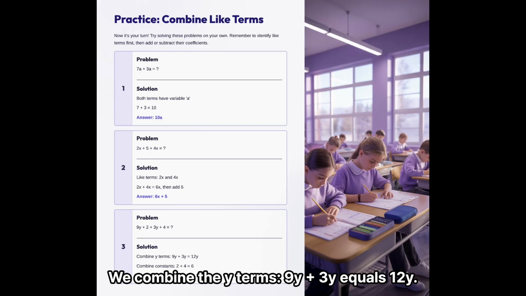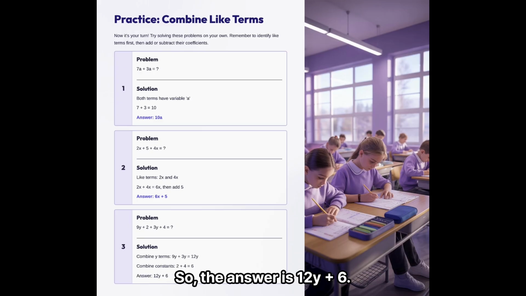We combine the y terms. 9 times y plus 3 times y equals 12 times y. And we combine the constants. 2 plus 4 equals 6. So, the answer is 12 times y plus 6.